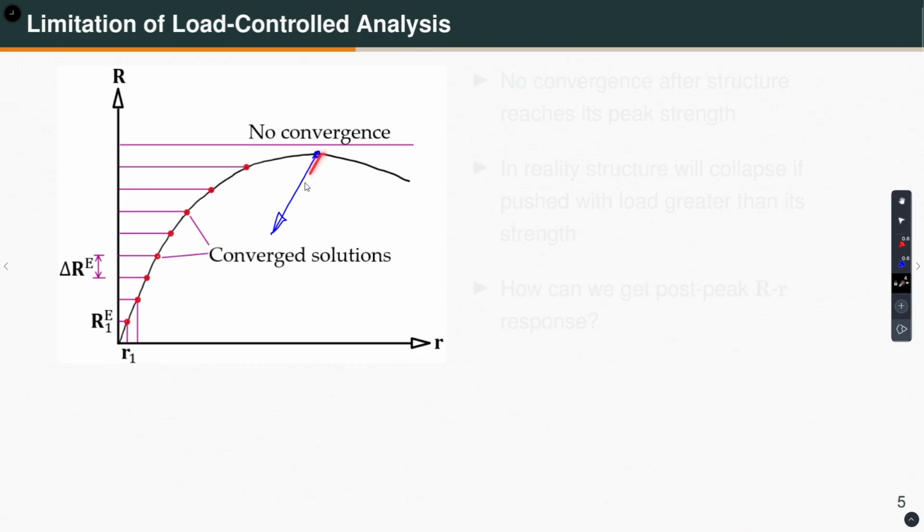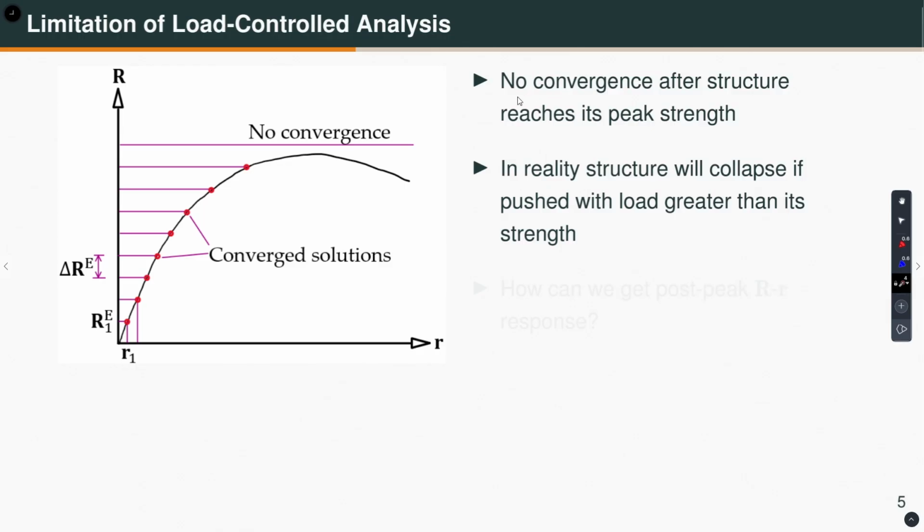Where this stiffness is going to be about the same as the initial stiffness, depending on how much deterioration is happening in the structure. But typically, this and this will have very similar stiffness, right? So, this part, the post-peak response, cannot be captured using a load controlled analysis. Okay? So, that is what I say here, no convergence after it reaches the peak strength. In reality, structure will collapse when pushed with load greater than its strength. That is obvious, isn't it?